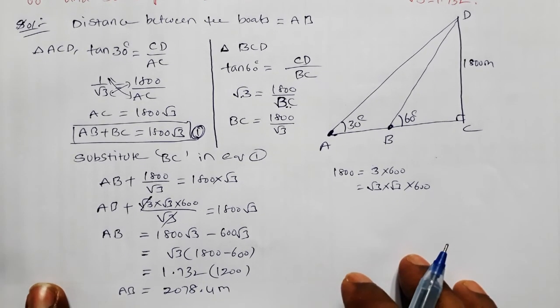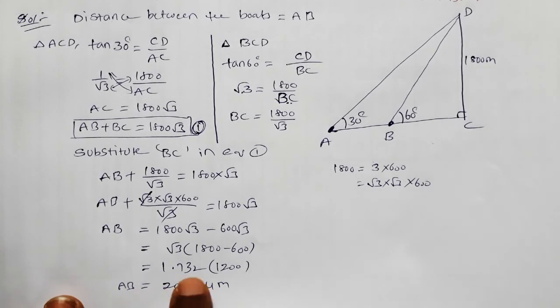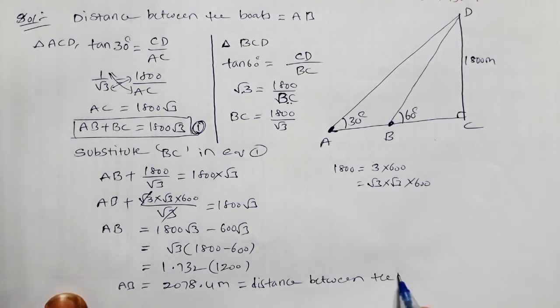So if you multiply 1.732 into 1200, 2078.4 is the answer. That is nothing but the distance between the two boats. That's all. Okay, thank you.